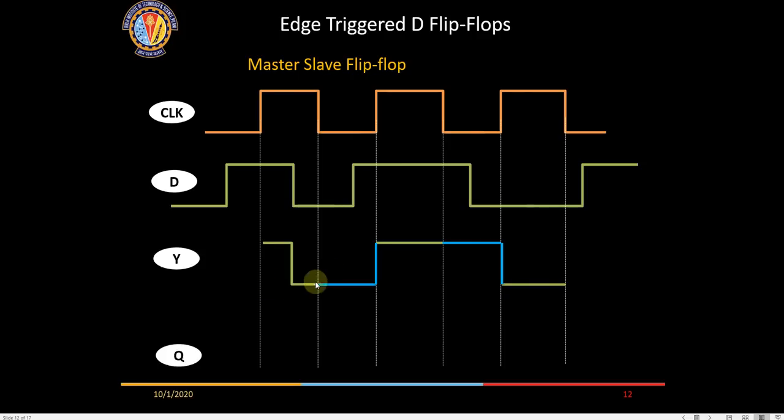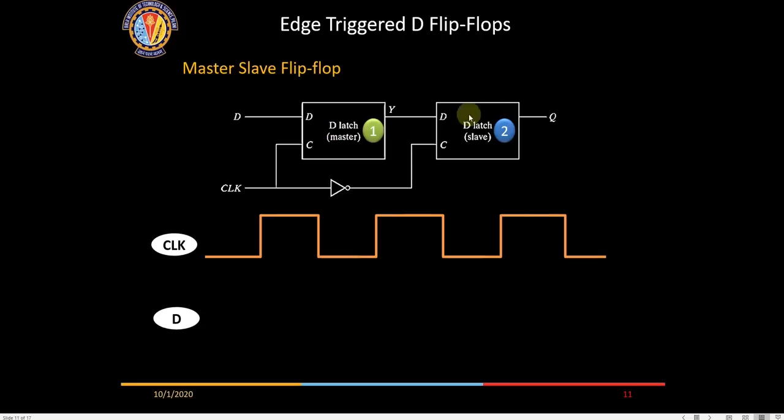Okay, now we are going to make Q. Let's start with this downward transition. When this clock is going low, in Q what we have given? We have given Q bar, right? Clock bar. Let me go back to that slide and see what this is. This is the second latch. In the clock we have given clock bar, right? And for D we have given Y.